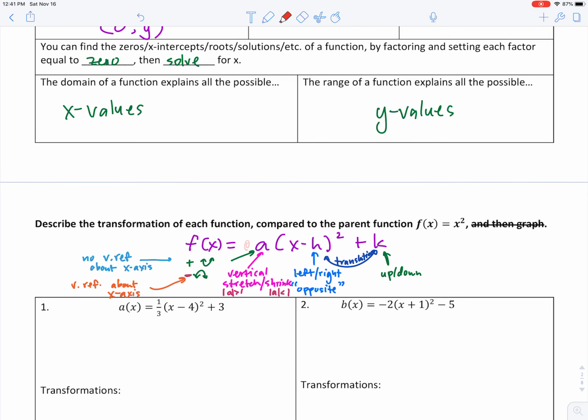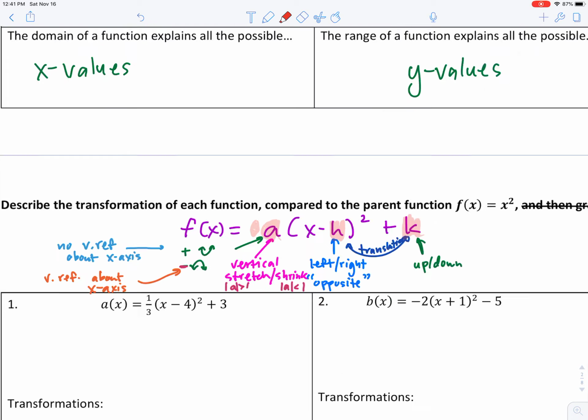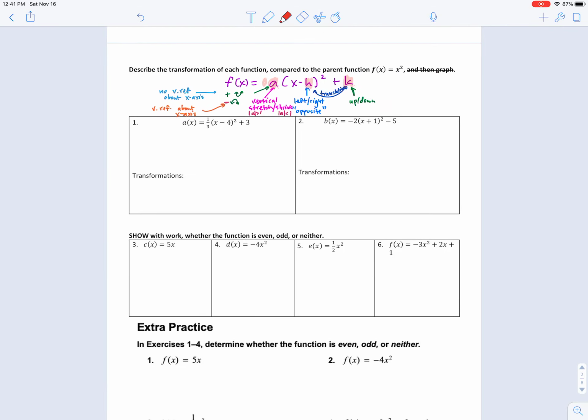We're checking for the sign. Is the absolute value of a positive or negative? Does this move left or right? And then does this make it move up or down? Okay. So looking at the first one, I think these are different examples than you guys had on your review. Let's see. Yeah, this one definitely is.